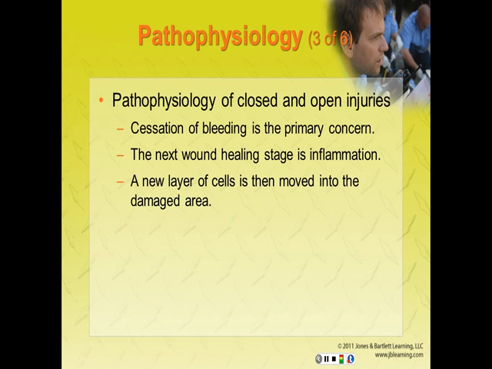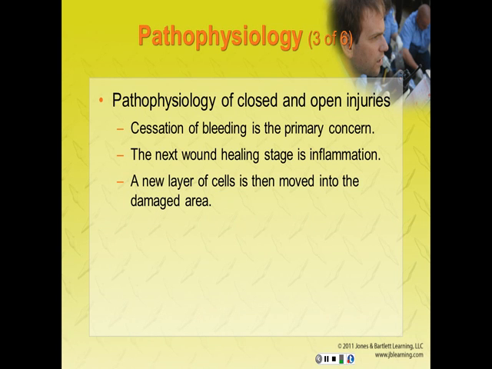The pathophysiology of closed and open injuries tells us that the healing of wounds is a natural process and it involves several overlapping stages. These are all directed toward the larger goal of maintaining homeostasis. Cessation of bleeding is the primary concern, because we know that a loss of blood hinders the provision of vital nutrients and oxygen to the affected area. It also impairs the tissue's ability to eliminate wastes. The end result is abnormal or absent function, which interferes with homeostasis.